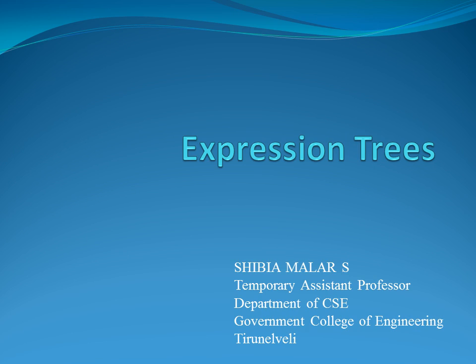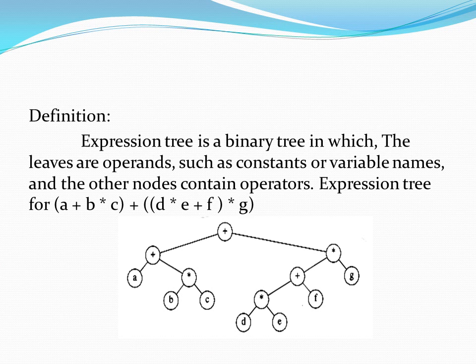Expression trees. An expression tree is a binary tree in which the leaves are operands such as constants or variable names, and the other nodes, that is internal nodes, contain operators. The expression tree for a plus b star c plus d star e plus f star g is shown here.